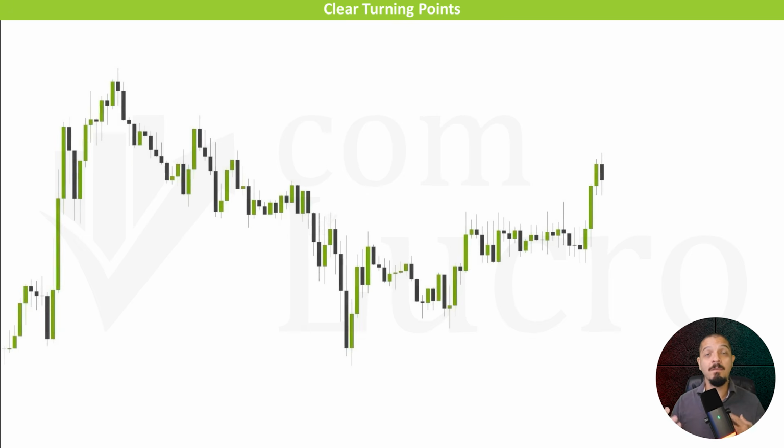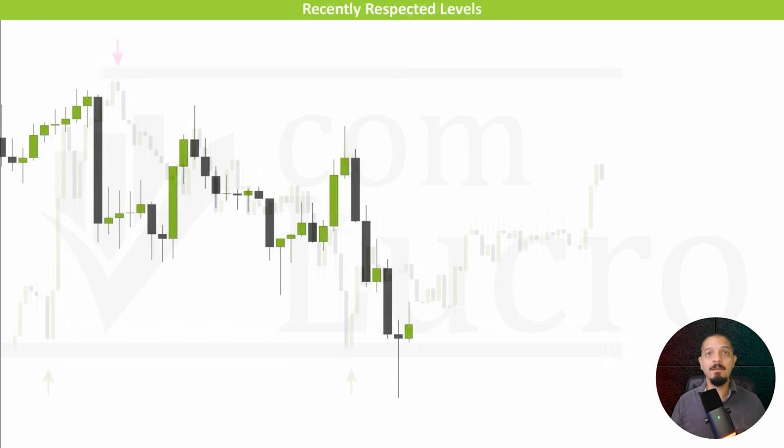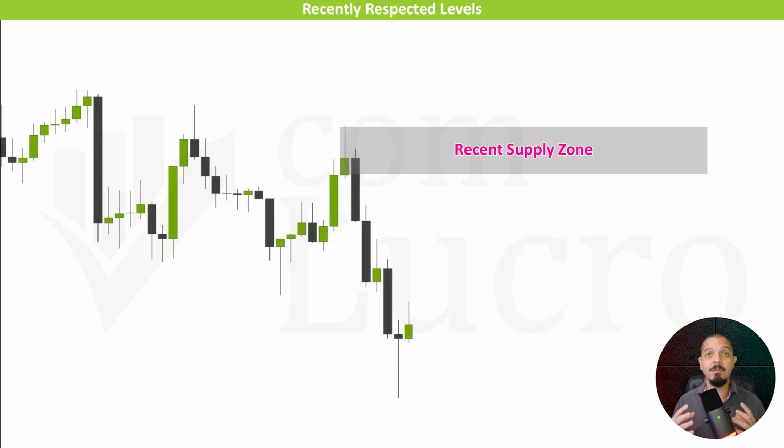Number 4, turning points. Turning points are zones that have caused the market to shift direction in the past. Since the market has previously treated these areas as overvalued or oversold, there is a higher likelihood that price will respond to them again upon return. Number 5, recently respected. Recently respected or newly formed levels tend to produce stronger reactions because fresh levels generally carry more influence than older ones.